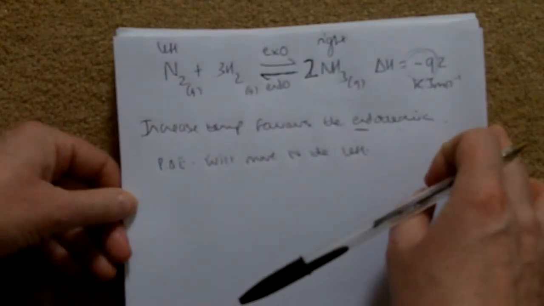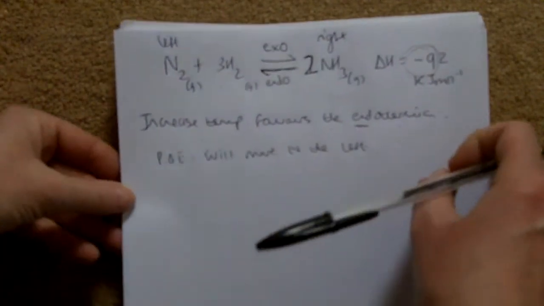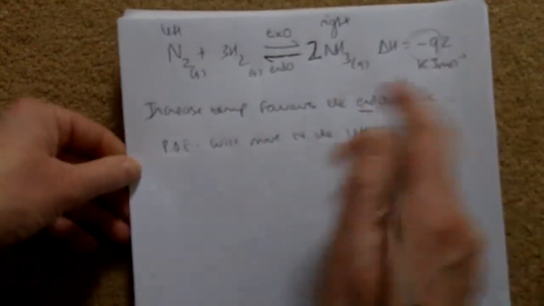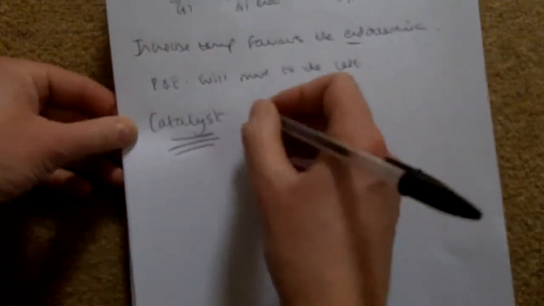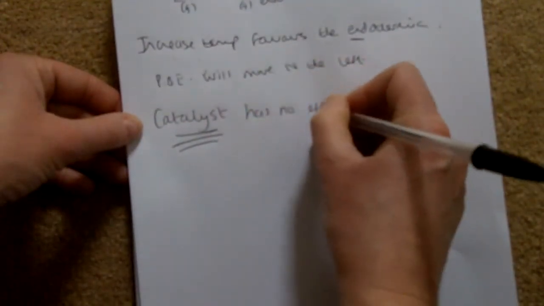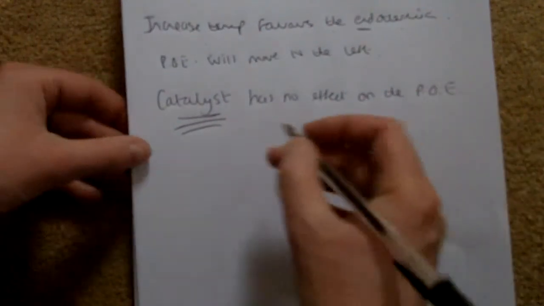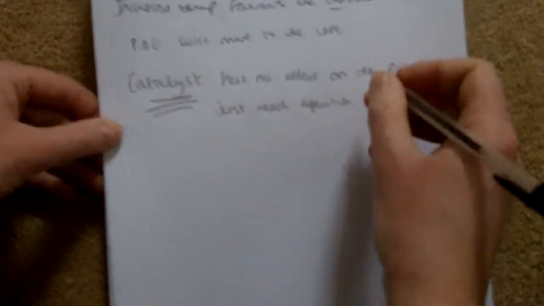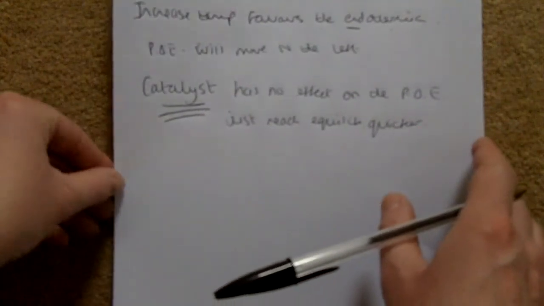Right, so finally, we mentioned concentration, we mentioned pressure, we mentioned temperature. Catalyst. What happens to the position of equilibrium when we add a catalyst to a reaction? Okay, a catalyst has no effect on the position of equilibrium. You just reach equilibrium quicker. You just get there quicker. It has no effect on the actual position. You reach equilibrium quicker because it speeds up both the forward and reverse reactions equally.